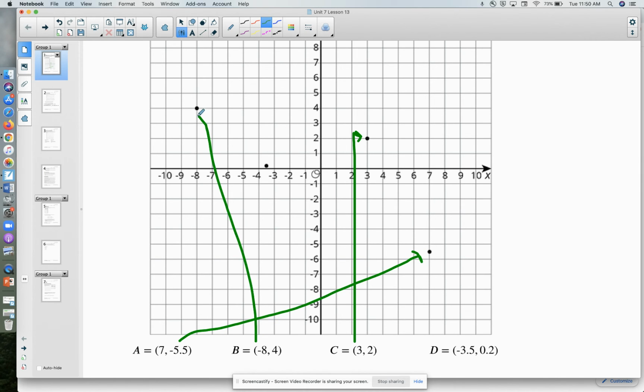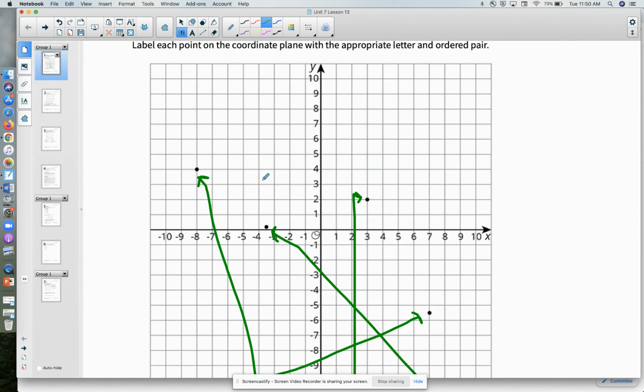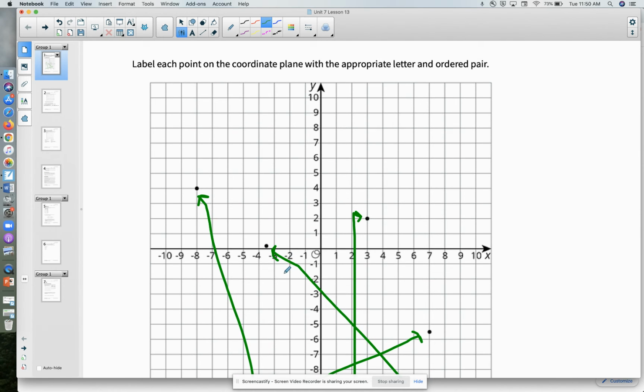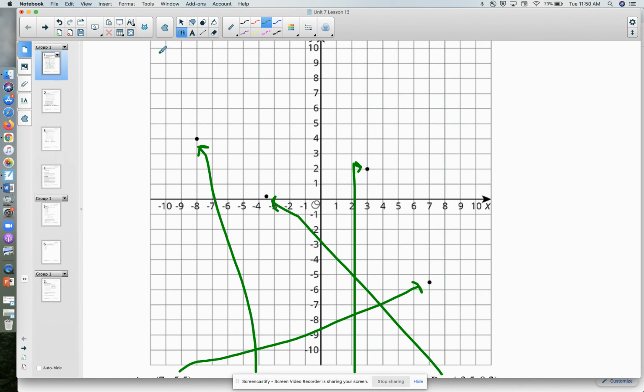B is over here. And then D is right here. Do you think point D is in quadrant 2 or do you think it's on the x-axis? What do you think? It's in quadrant 2. It's almost on the x-axis, right? But it's not.